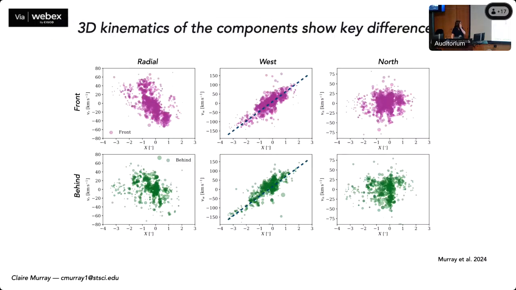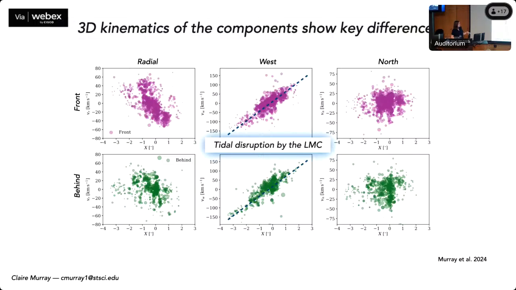Because we have access to the 3 velocity components for these samples from Gaia, we can also look at their kinematics. And so here I'm showing the radial, west and north velocities for the front sample in purple and the behind sample in green. We see some interesting structure that has already been known. This slope that we see in proper motion to the west is heavily indicative of tidal disruption by the LMC, which has been known for some time.